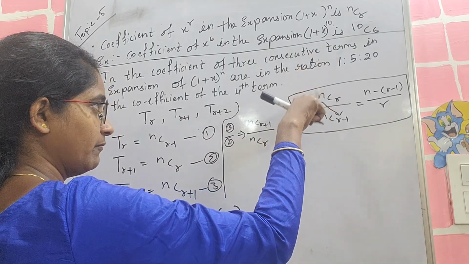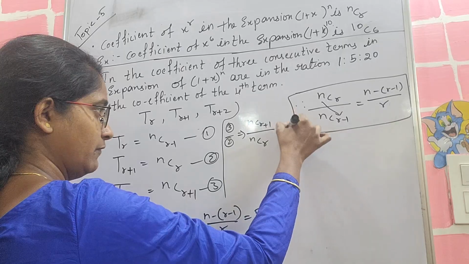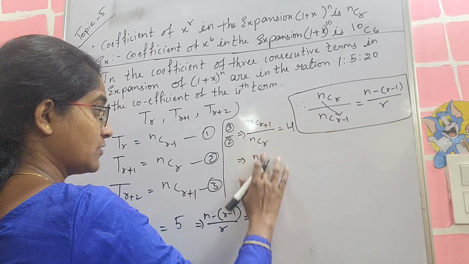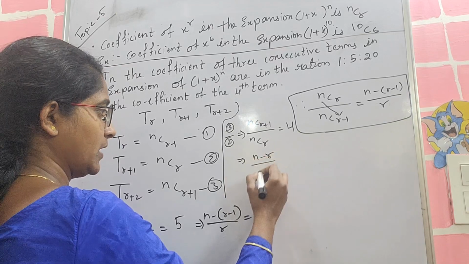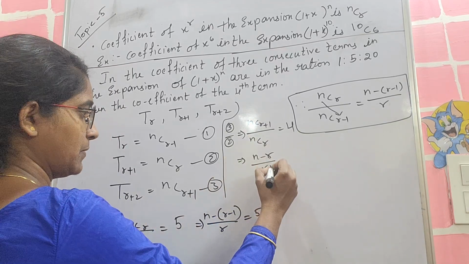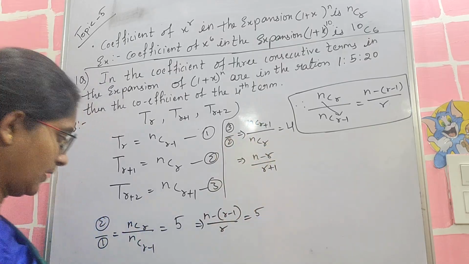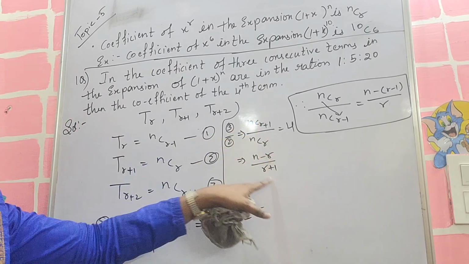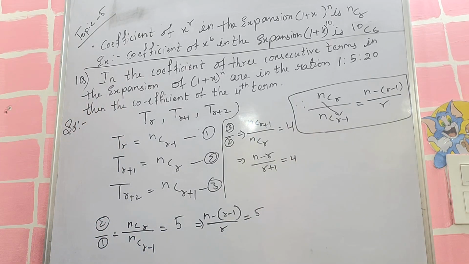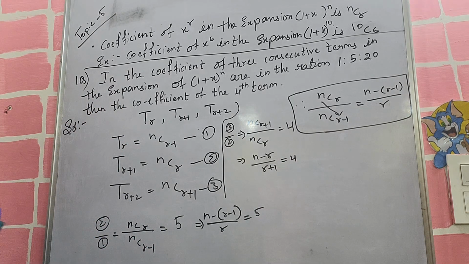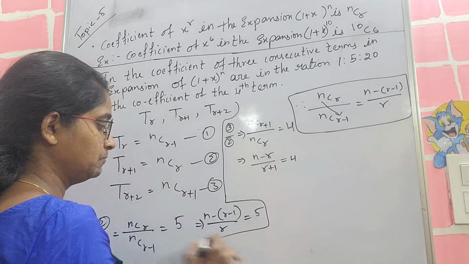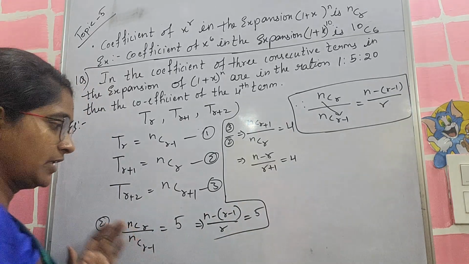So here 20 by 5 is how much? 5 ones are 5, 5 fours are 20. So this one, how can I write it? (n minus r) by (r plus 1) is equal to 4. Now if I solve these both, after solving, I need to find the value of n. And if I find it, that's enough.